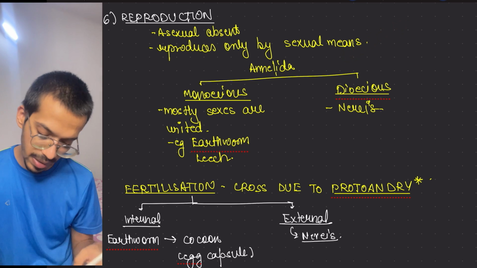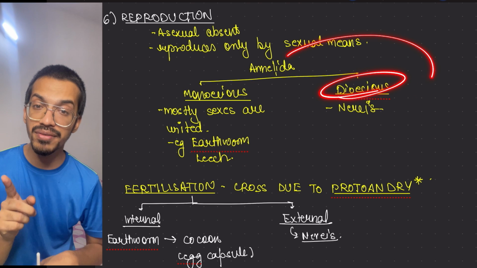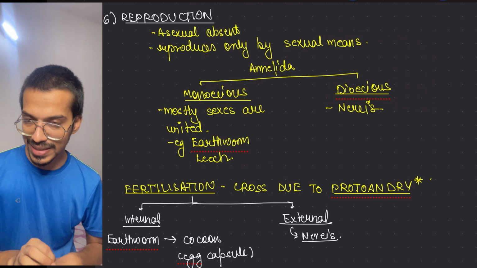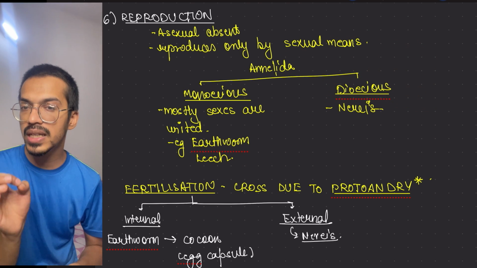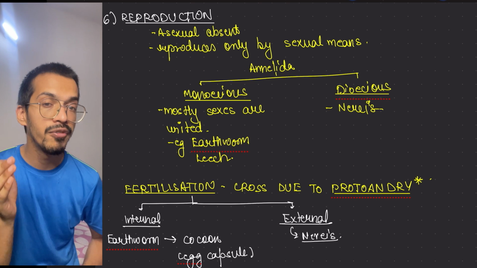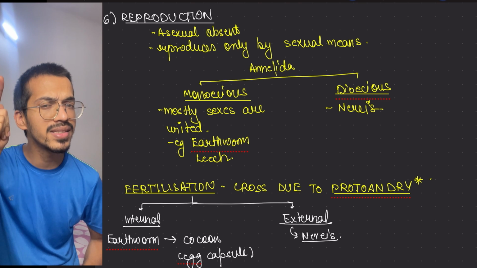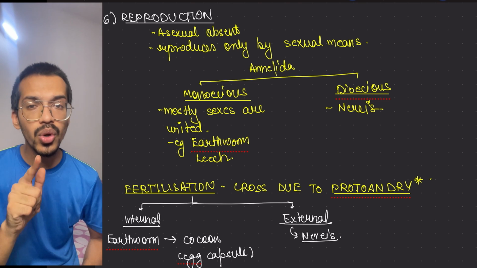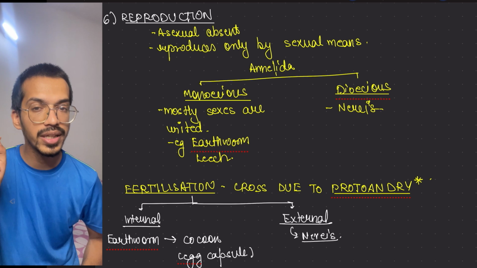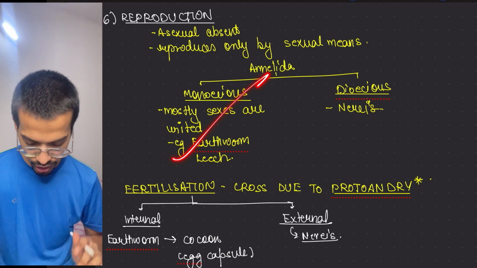Monoecious annelids are also there, and dioecious is there. Dioecious like Nereis means male and female would be different. Monoecious means the same, so they are hermaphrodite, but they do cross fertilization. When they are doing cross fertilization, it should come to our mind that their male and female gametes do not attain maturity at the same time. Yes, that happens over here. So cross fertilization takes place.